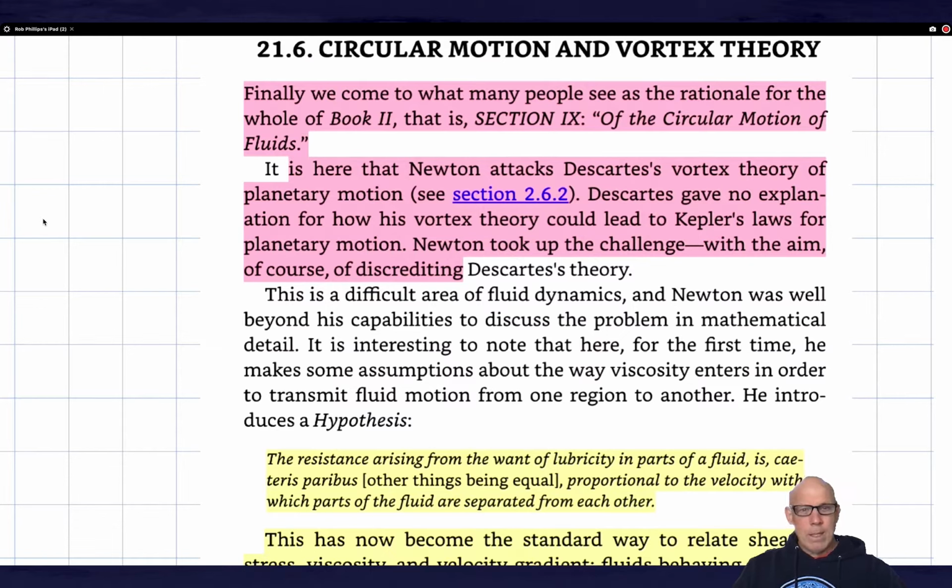So finally, we come to what many people see as the rationale for the whole of Book 2, that is Section 9 of the circular motion of fluids. It is here that Newton attacks Descartes' vortex theory of planetary motion.